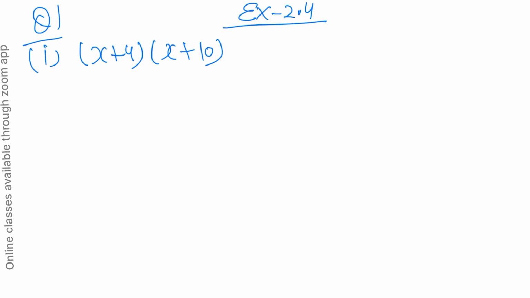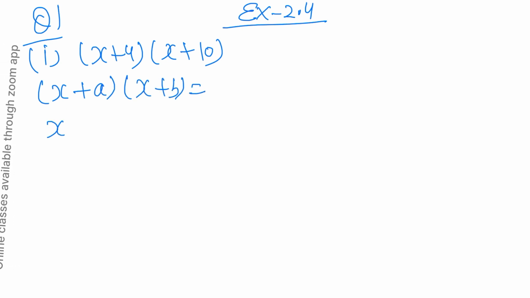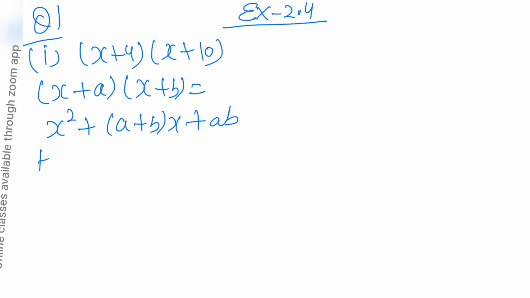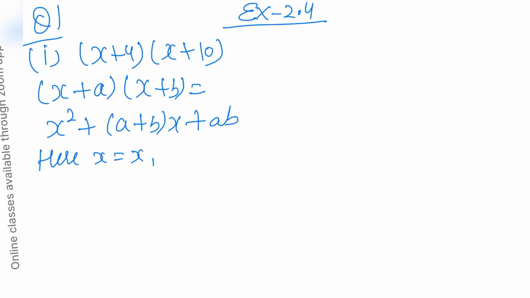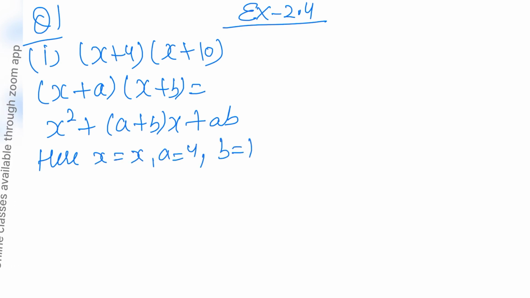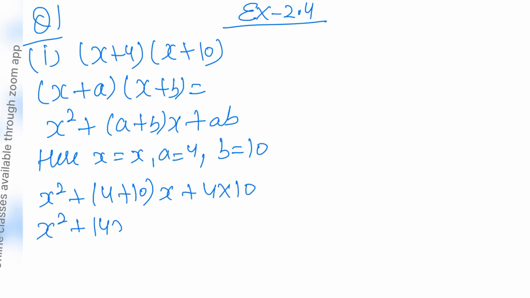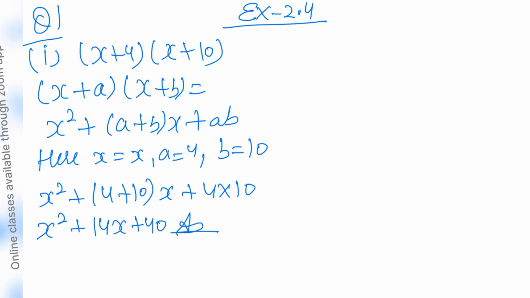This is exercise 2.4, question number 1, first part, x plus 4 into x plus 10. So we have to use suitable identities to find the product. So it can be compared with x plus a into x plus b, which is equal to x square plus a plus b into x plus ab. So here x is equal to x and a is equal to 4, b is equal to 10. We are putting it: x square plus 4 plus 10 into x plus 4 into 10, x square plus 14x plus 40. So this is the answer.